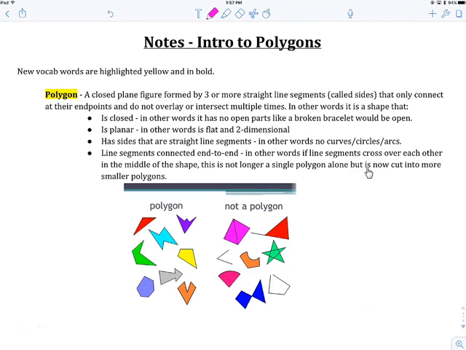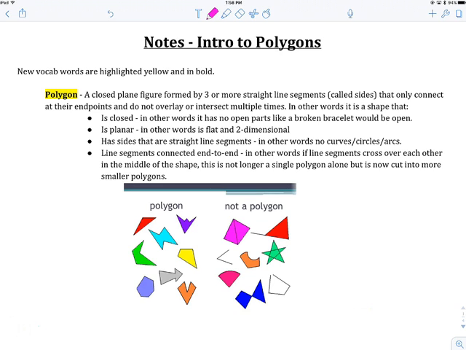All right, so we're talking about polygons. We're starting a whole new section. So the first thing we need to do is introduce some new vocabulary that we'll use to talk about polygons. The first and most important is, what is a polygon, right?